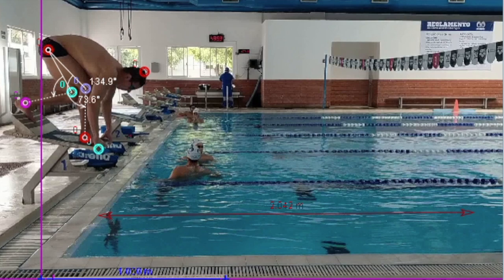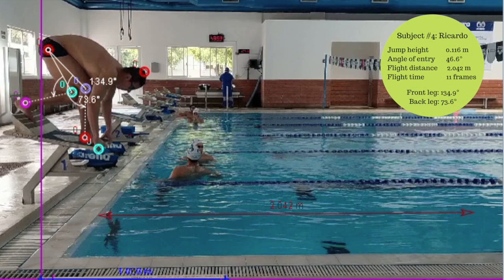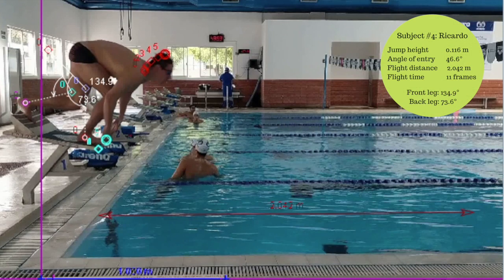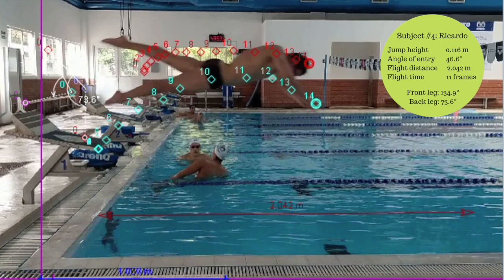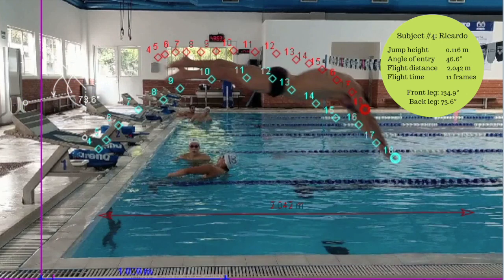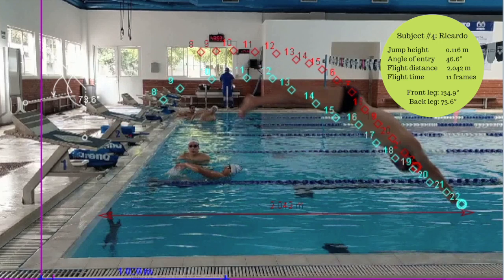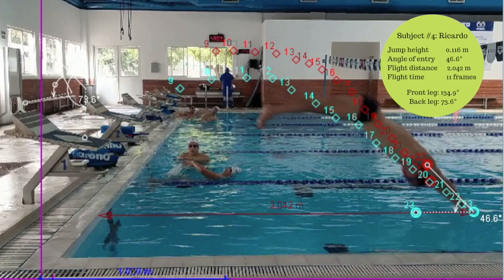Our last subject, Ricardo, had a bigger distance covered by 7.1 centimeters as a result of a better initial angle in the legs. The entry angle improved by around 5 degrees, and the biggest improvement was the legs were stretched in the entry, which resulted in less water friction and splash, creating a better technique.